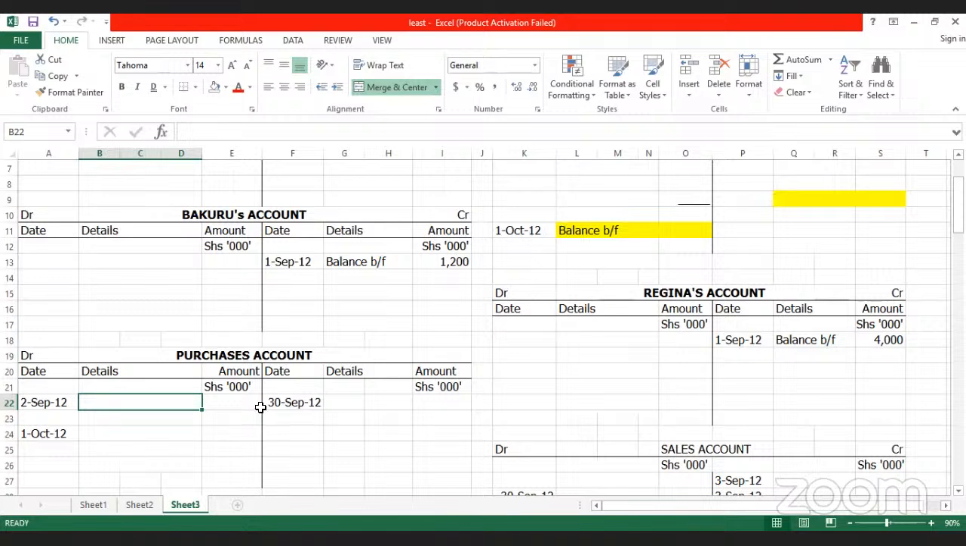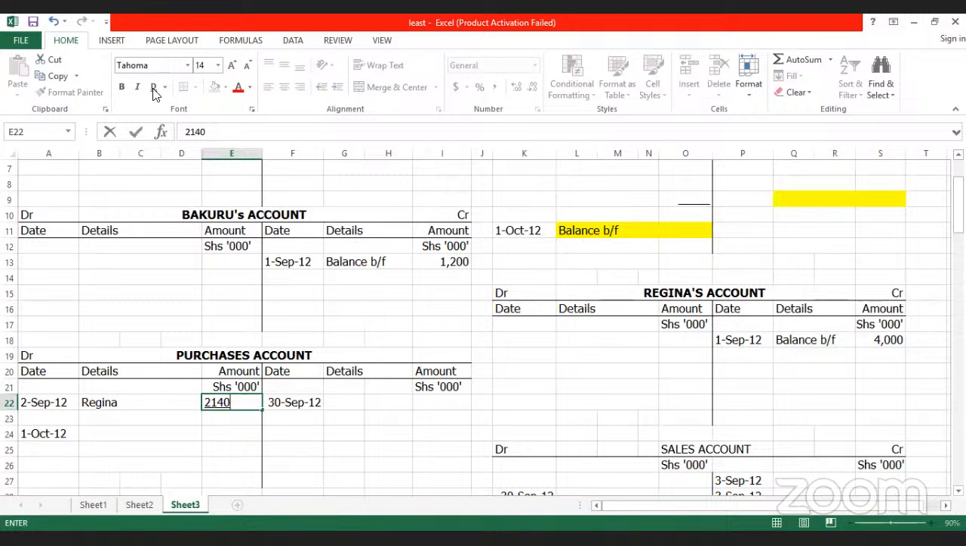Please confirm. Okay, purchases, you said we debit the purchases account. So in the purchases account, I write Regina. How much are the goods bought from Regina on credit? We have 2,140,000. That is Regina. Purchases, you debit the purchases account.